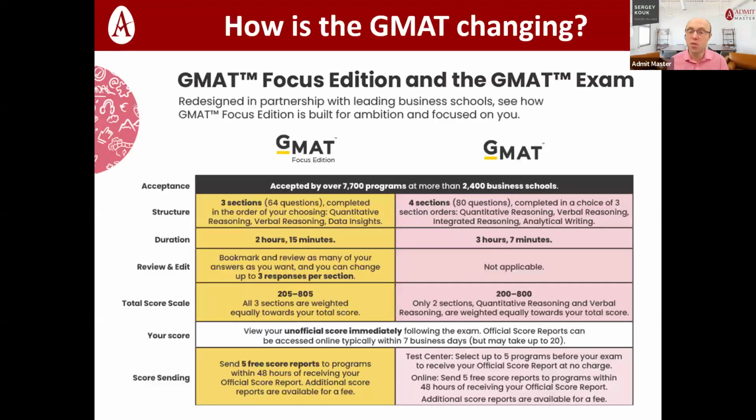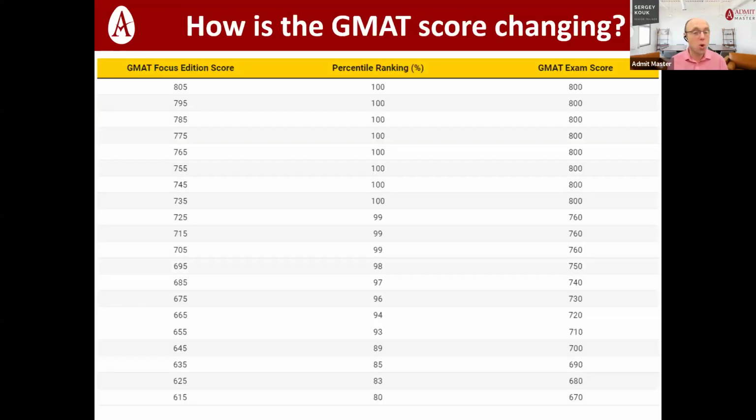If you're curious, if you've studied for the older version of the test in the past, there's some really good comparisons on MBA.com. There's score concordance tables where basically you can see what would the old score of, let's say, 700 be in the new scale. And that's how the business schools are looking at this right now.